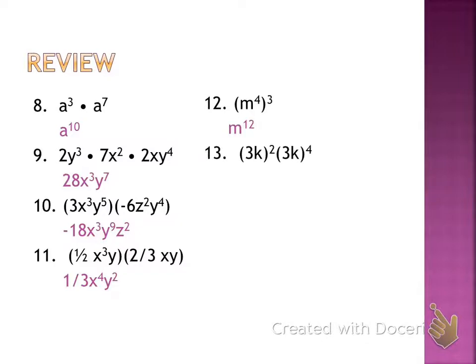All right, number 13. Careful on this one. The parentheses have exponents on the outside. I'm actually going to write out a middle step here before the answer magically pops up. What is 3k to the second? 9k. 9k to the second. Good. In the back, what's 3k to the fourth?